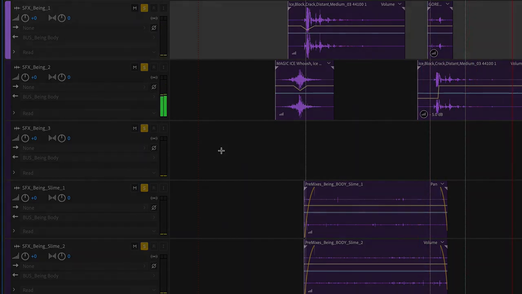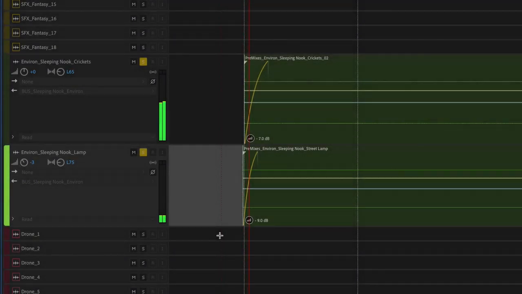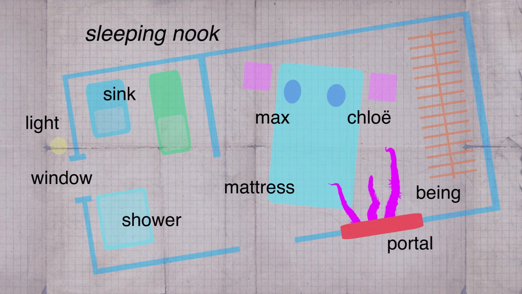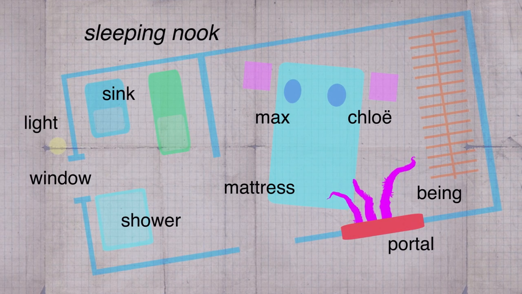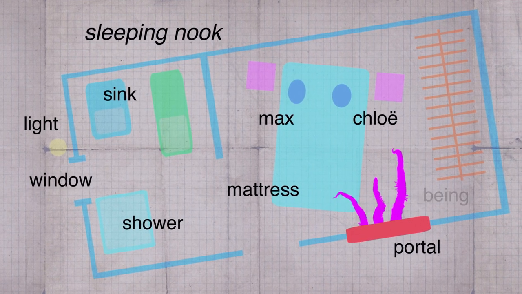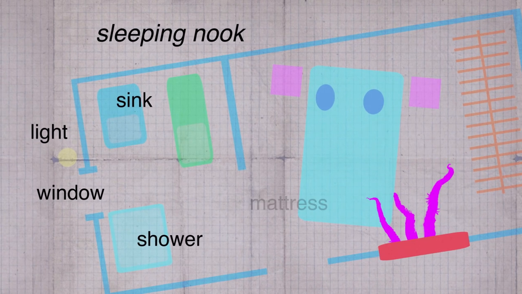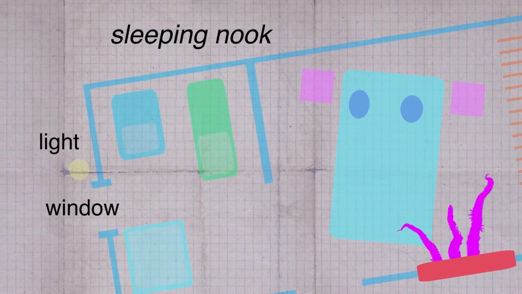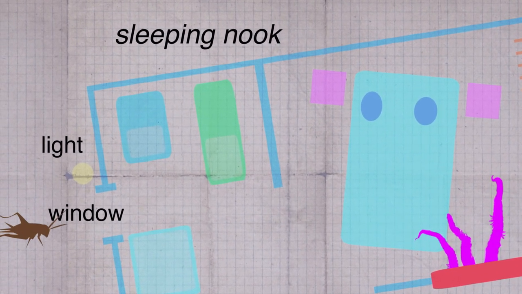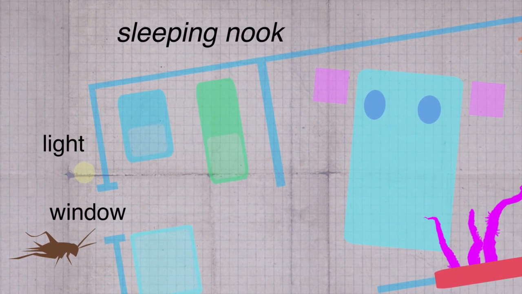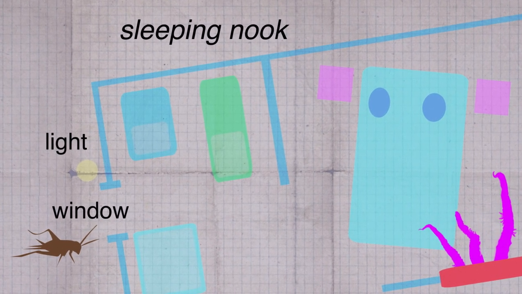Now, the really exciting stuff. Crickets. So, there are two background tracks in the sleeping nook at nighttime, a track of crickets and a lamp. Both are supposedly outside of the apartment, off to the left, and allegedly we're hearing them through the bathroom window. Since the apartment is really an attic, the lamp is attached to the house just under the peak of the roof outside the bathroom.